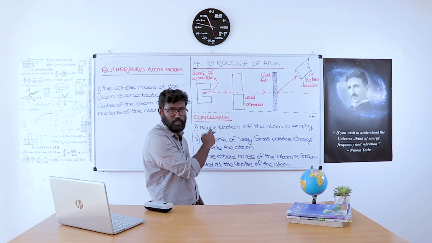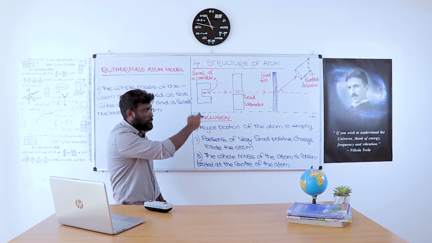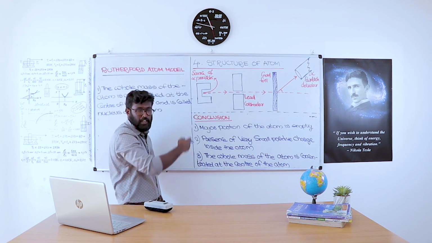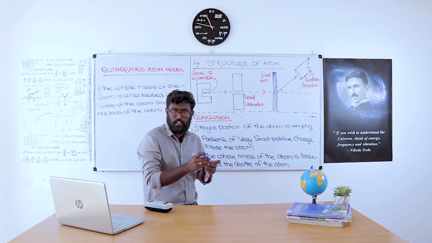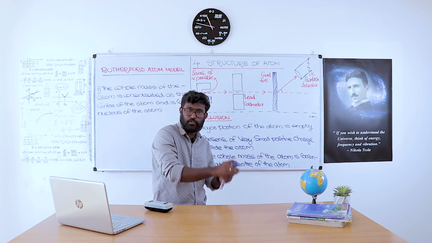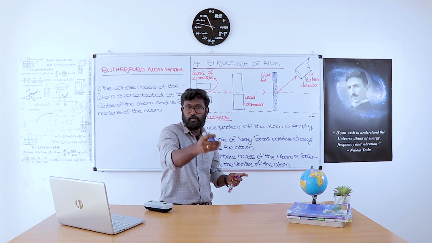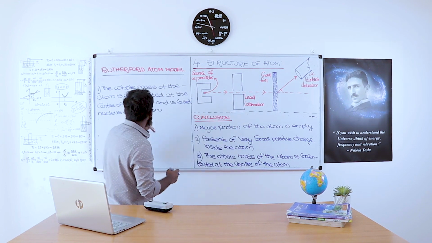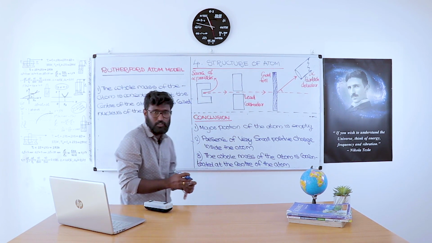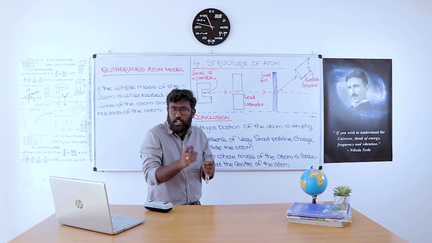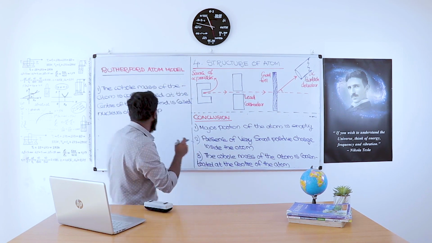Who gave the point? Rutherford. From where? From the experiment, the Rutherford atom model. So he made the Rutherford atom model, or otherwise we can say that he concluded the points from the conclusion and observations of that experiment. So the first point regarding the Rutherford atom model is that the whole mass of the atom is concentrated at the center of the atom and is called the nucleus of the atom.